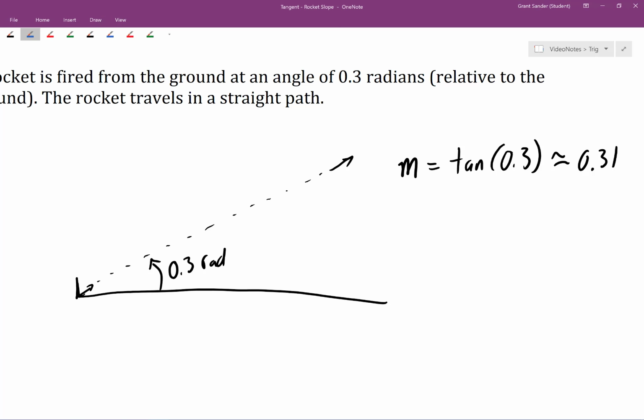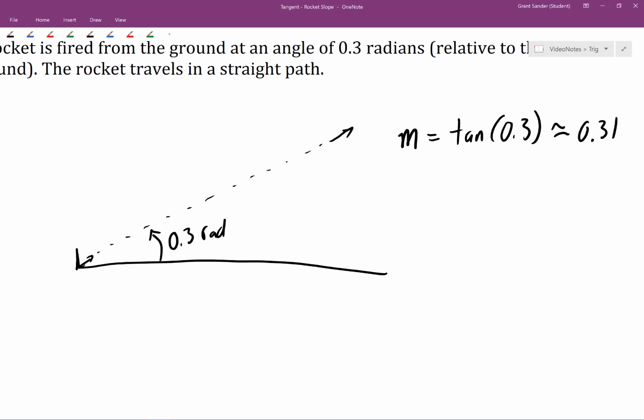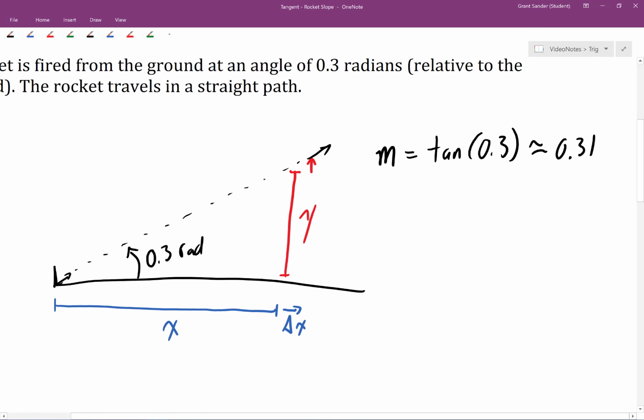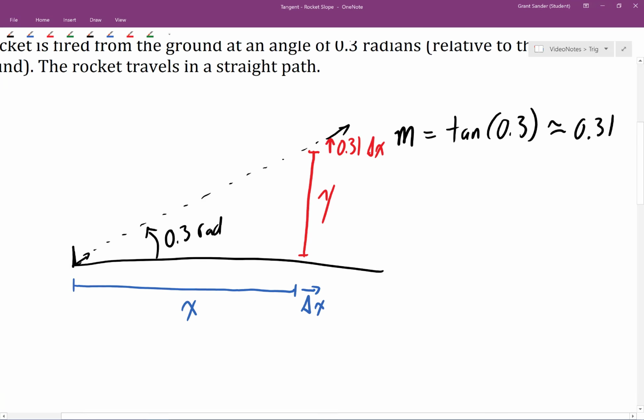So what does this slope tell us about the situation? If we let x represent the horizontal distance the rocket has traveled since it started moving, and we'll let y represent the rocket's height above the ground, then the slope of about 0.31 means that anytime x changes by some amount delta x, y changes by an amount that's about 0.31 times as large. So the change in y is about 0.31 times as large as the change in x.